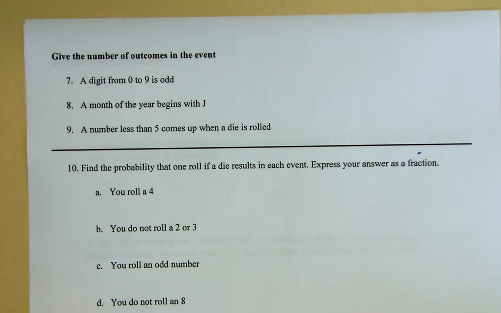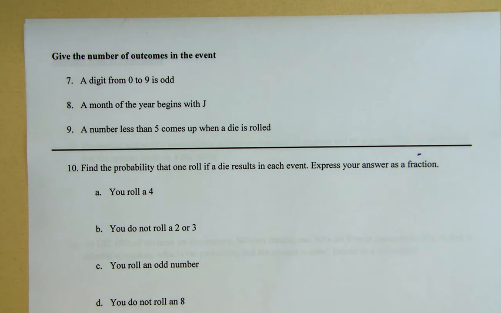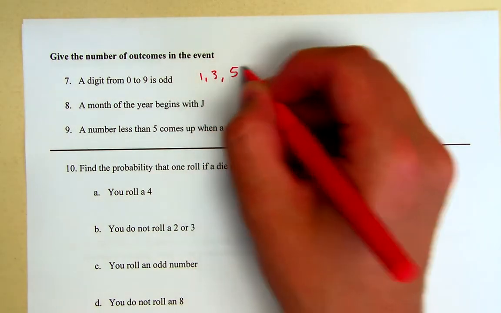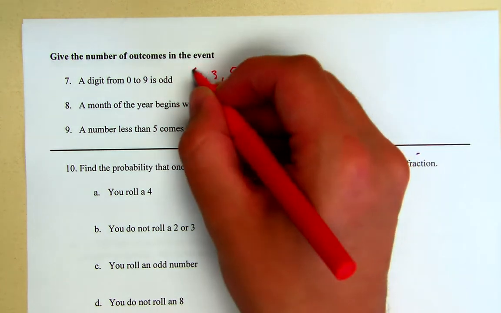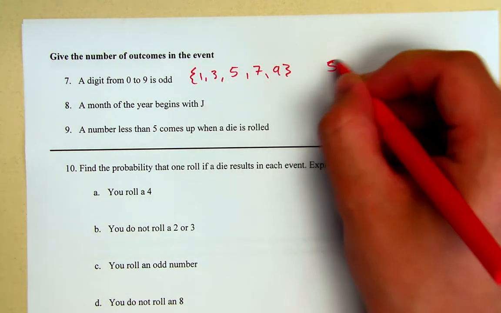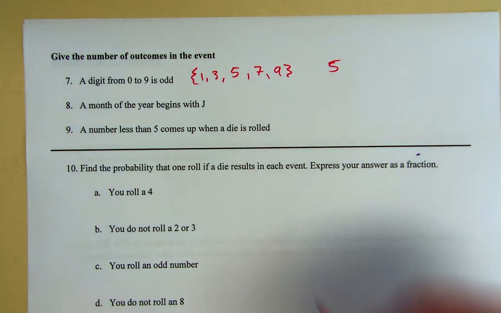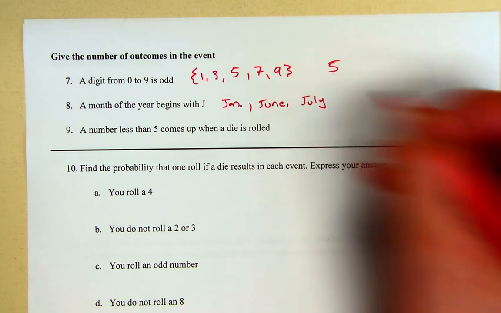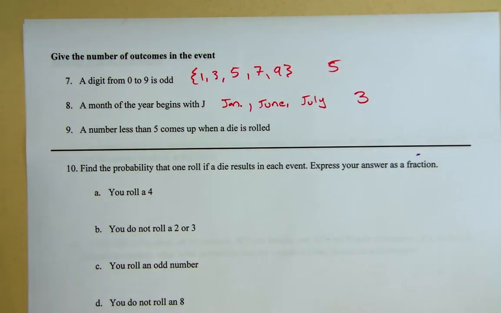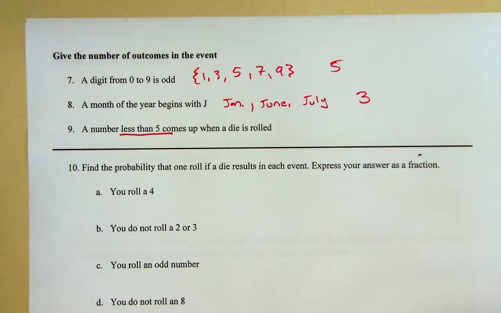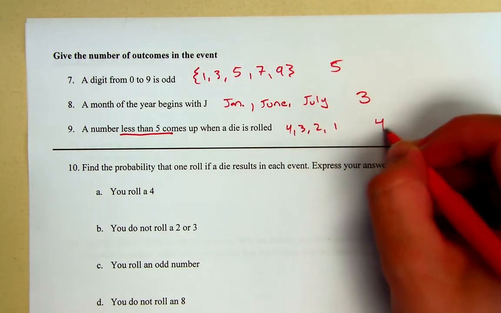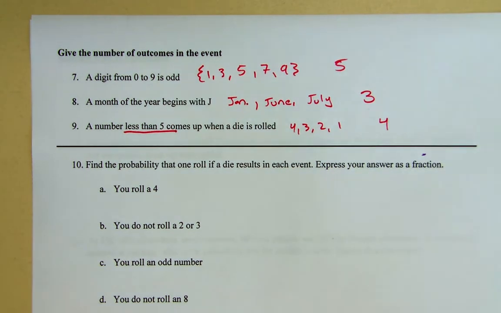So the outcomes in the event. So let's talk about this. A digit from 0 to 9 is odd. So that's 1, 3, 5, 7, and 9. So I've got 1, 2, 3, 4, 5, 5 outcomes. Month beginning with J. We've got January, we've got June, we've got July. So there's 3 total. Less than 5 comes up, so 5 is not included. So I've got 4, 3, 2, and 1. So there's 4 options. Alright, so again, that's kind of just getting you to think about the outcomes.